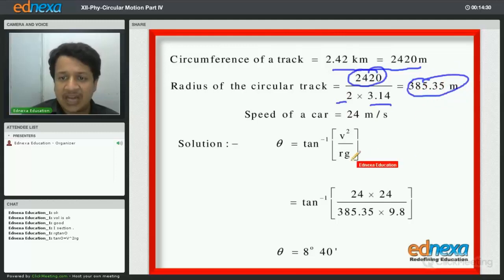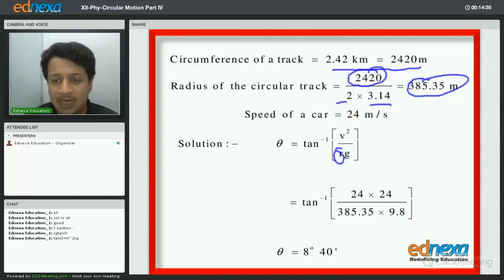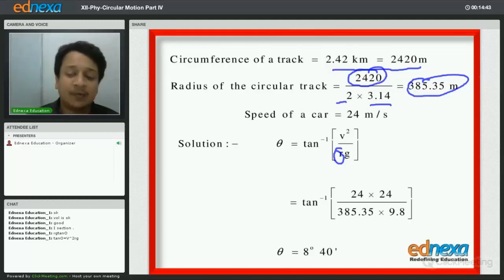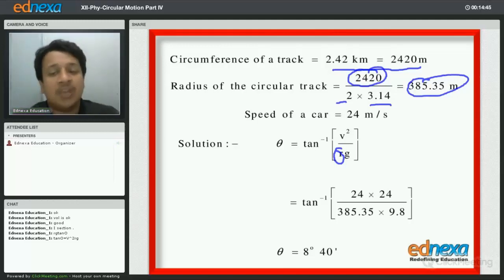Now let's substitute this R at this place. Substituting the values, v square is 24 into 24, divided by 385.35 into 9.8. The answer of theta is 8 degree 40 minutes. In this way you can find out theta.